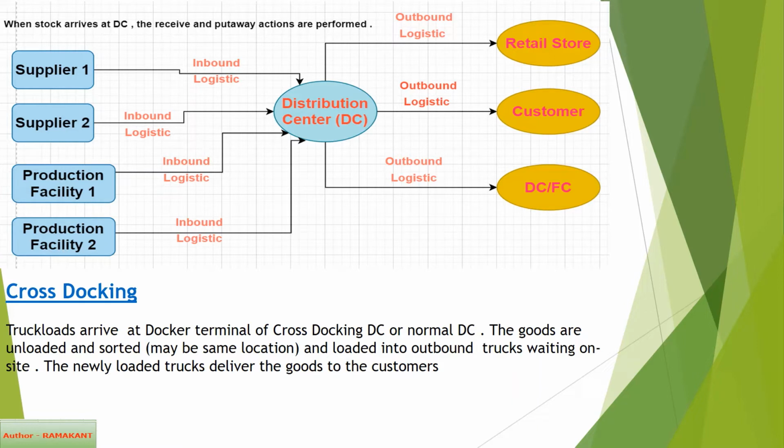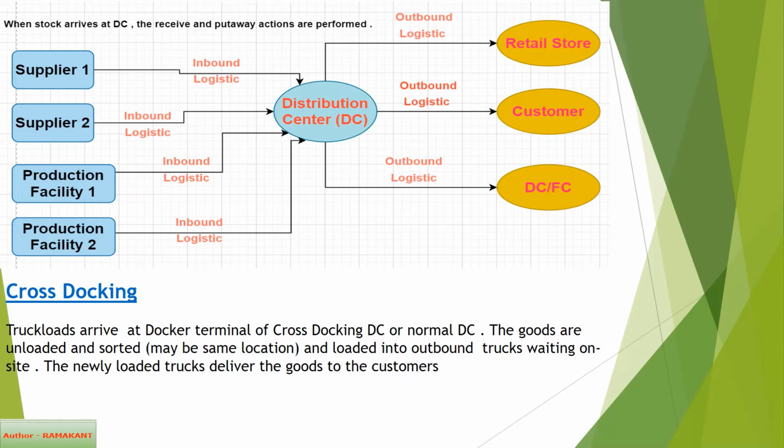Once the truck arrives with the inventory at the dock terminal, the goods are unloaded, sorted and loaded into the outbound truck waiting on the site. Sorting means, suppose we have got 10 items. 2 items were for the retail store, 2 were for the customer, and the remaining were for the distribution center or fulfillment center. So this kind of sorting is happening at the distribution center inside the dock terminal. The sorting is basically grouping the items of the same destination, and those items will be put in the same truck, basically the same logistics system.